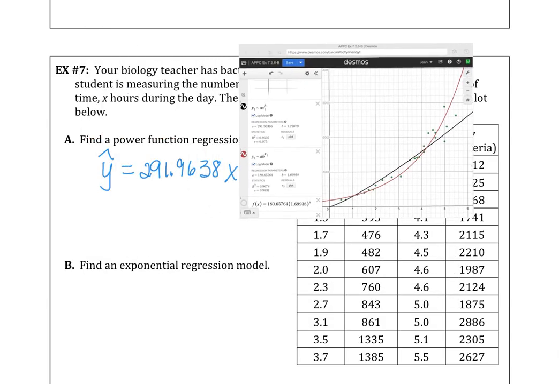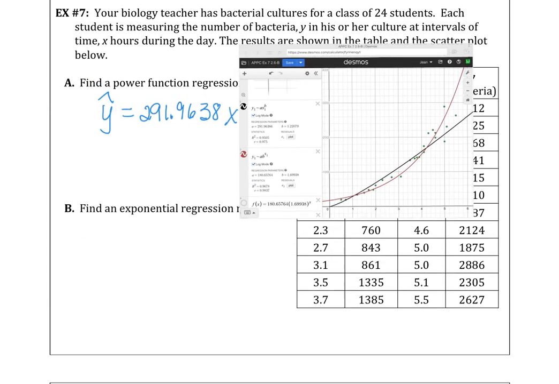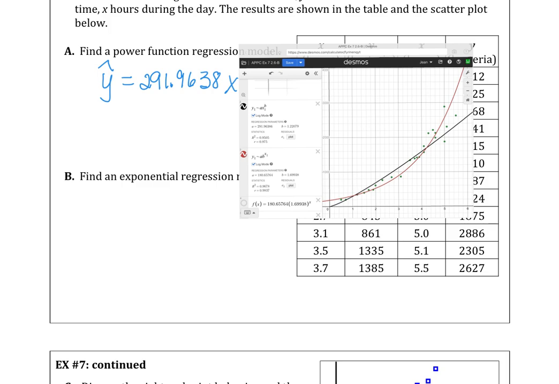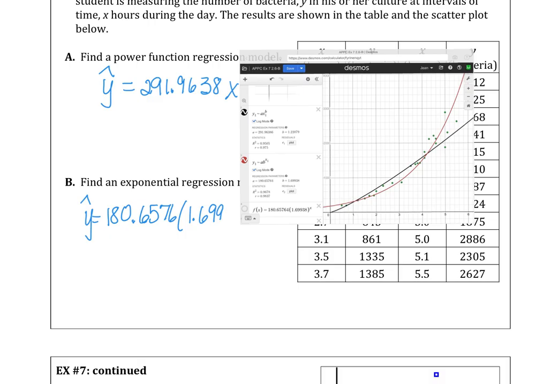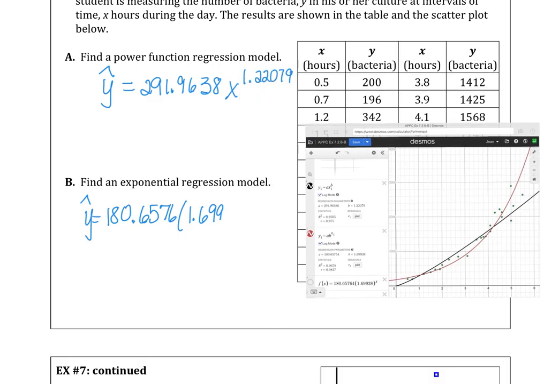So the exponential model, y hat, is 180.6576, and we've got 1.69938 to the x power for the regression model.